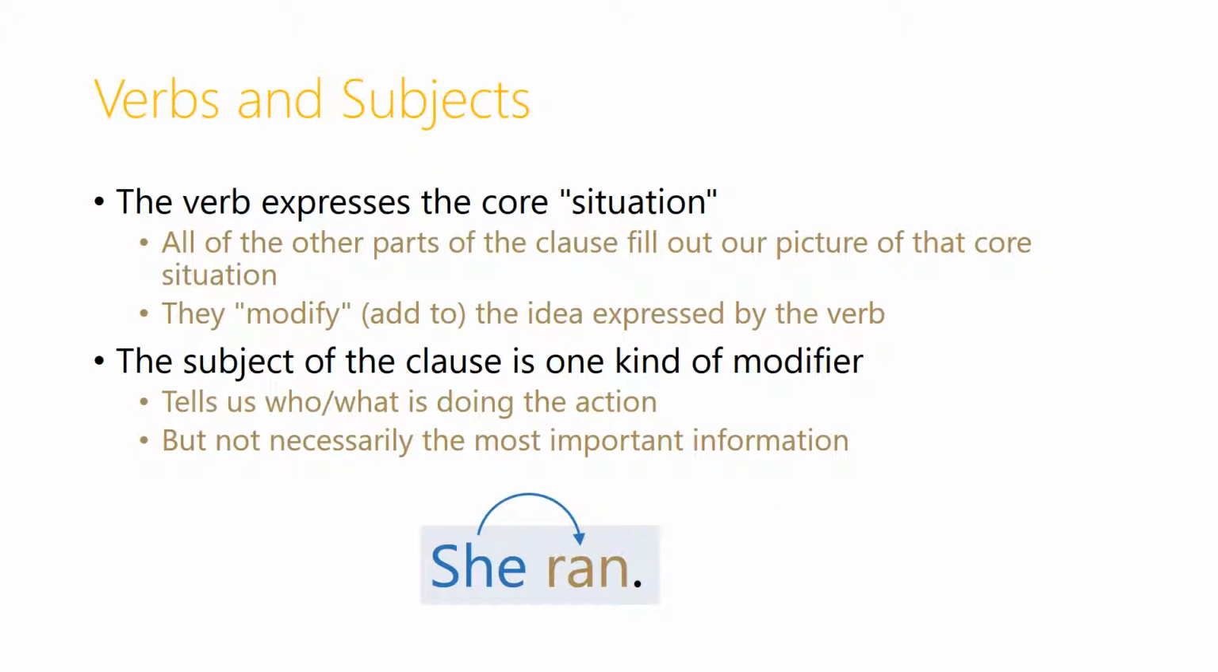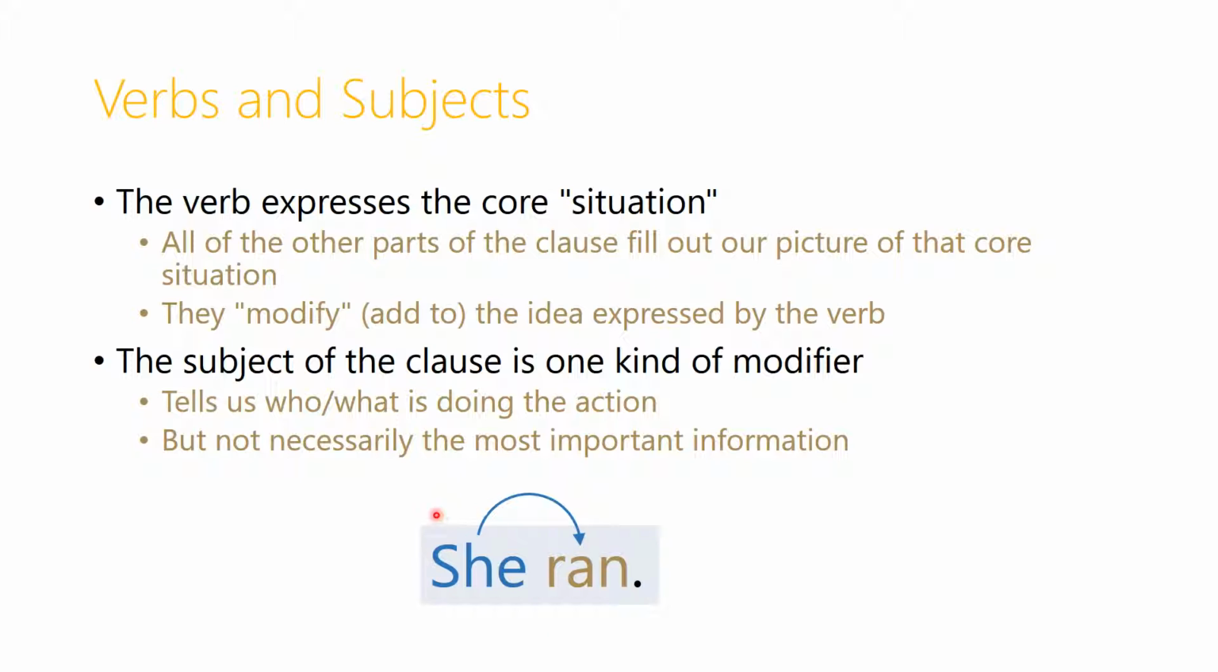The verb then in Greek expresses the core situation, and all of the other parts of the clause fill out our picture of that core situation. They modify or add to the idea expressed by the verb. The subject of the clause is just one kind of modifier. It tells us who or what is doing the action, but it's not necessarily the most important information.